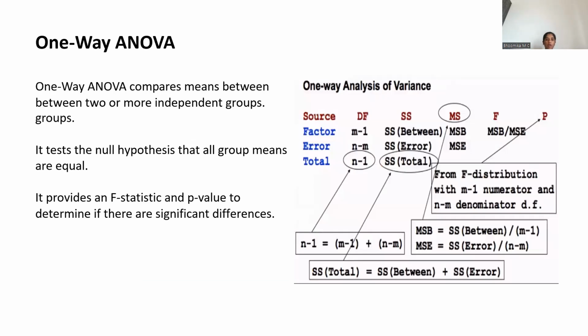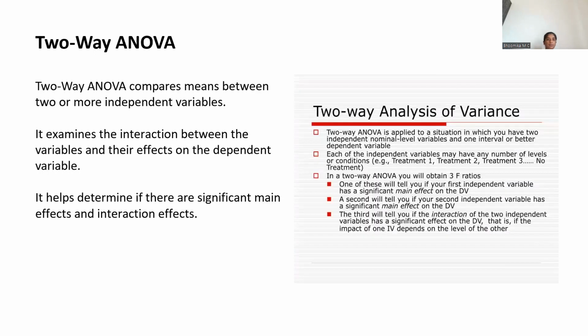One-way ANOVA. One-way ANOVA compares means between two or more independent groups. It tests the null hypothesis that the group means are equal. It provides an F statistic and p-value to determine if there are significant differences.